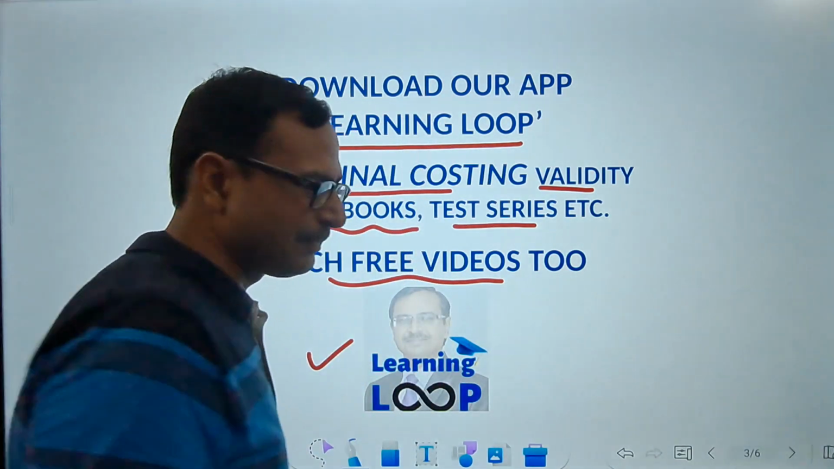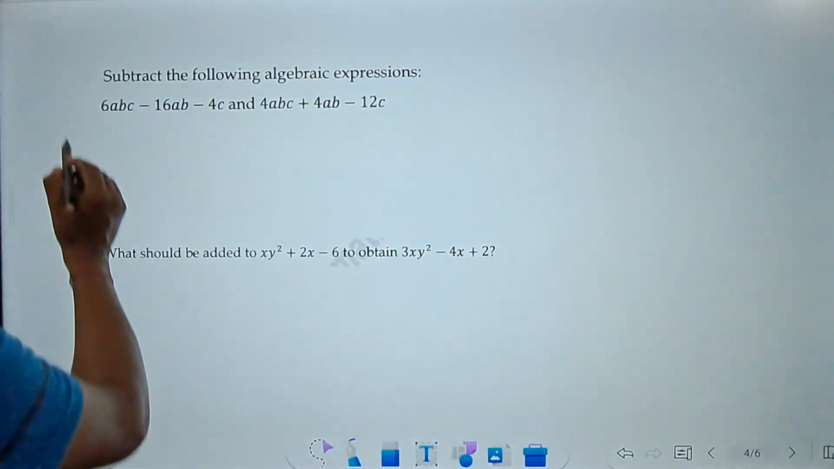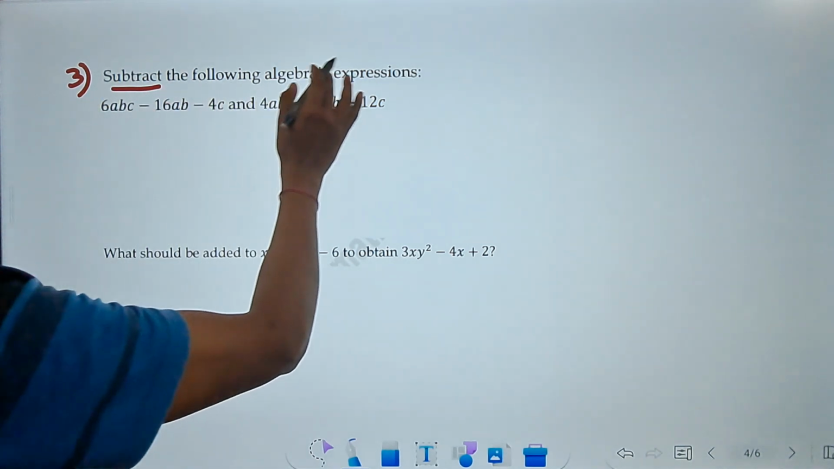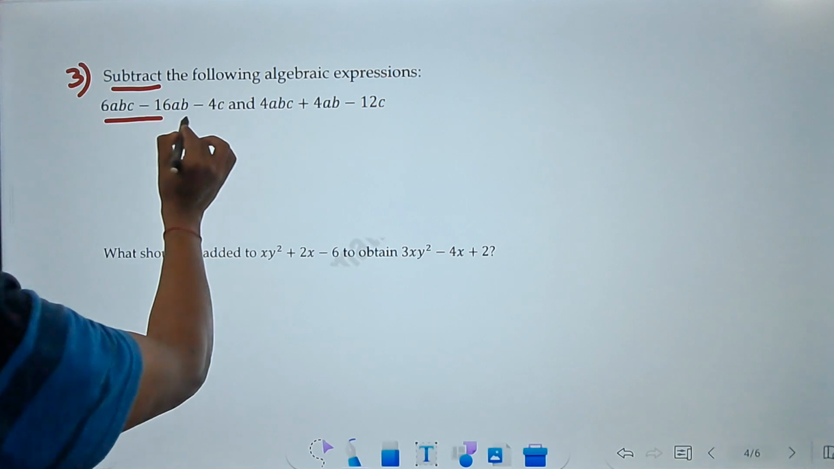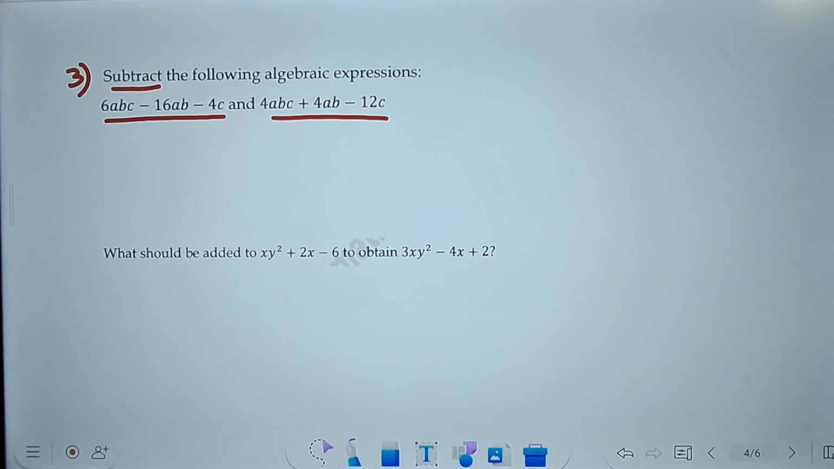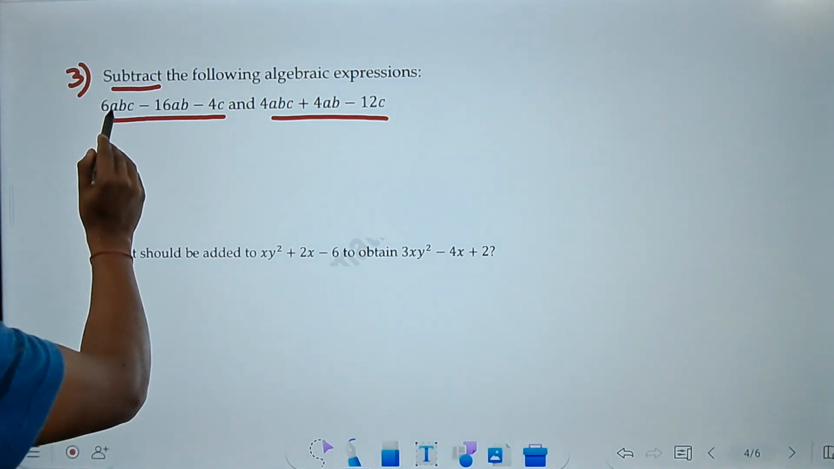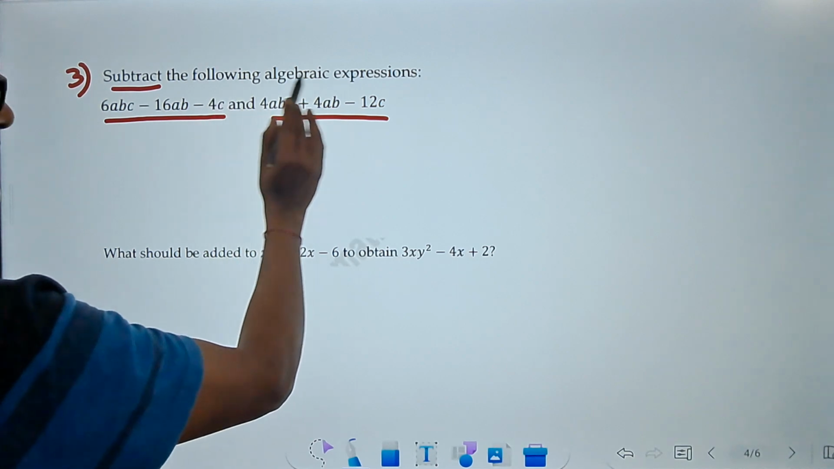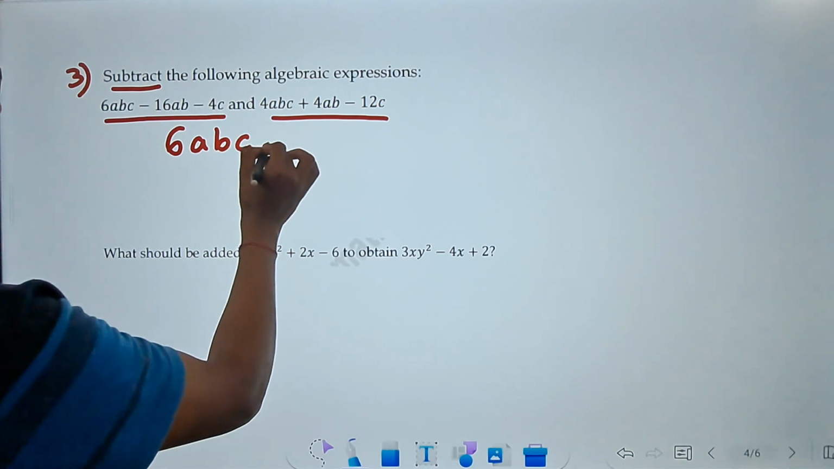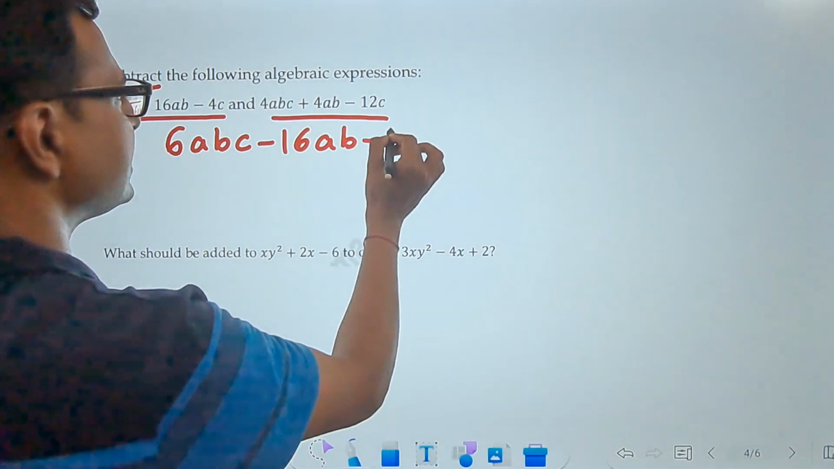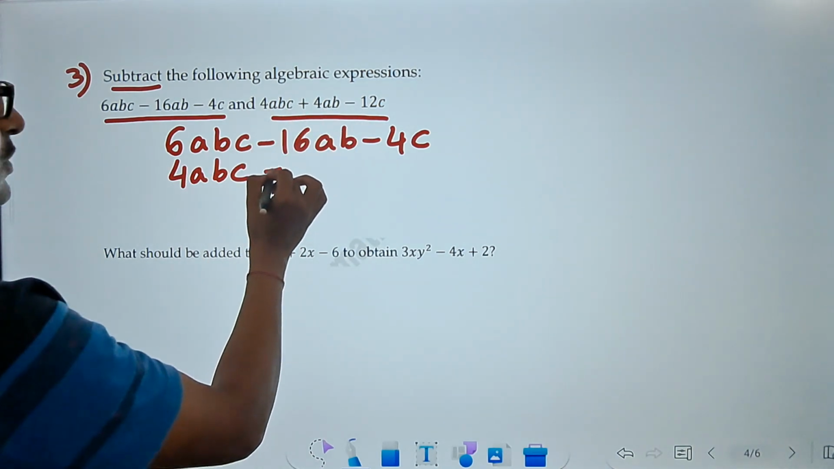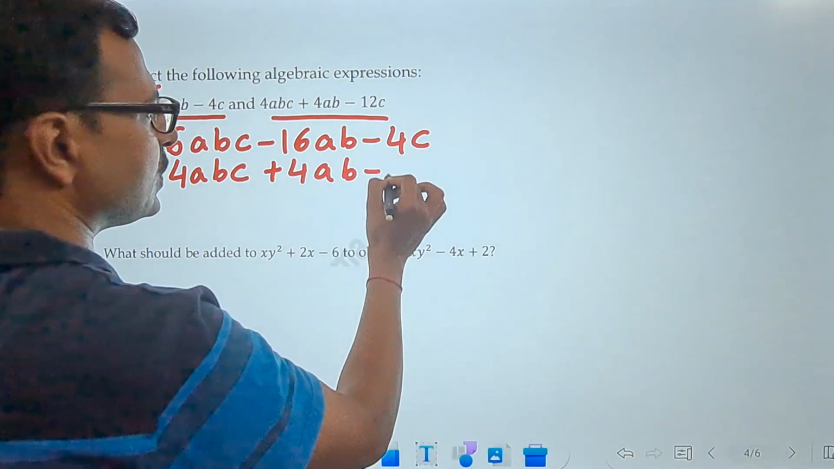The next set of questions, here we have question number 3 now. Subtract. Now we need to subtract the following algebraic expressions. So there are two expressions, one is this and the other one is this. The two expressions which are given here, you can see they are like terms: abc, abc, ab, ab, c, c. So you can write them one below the other without any change. 6abc minus 16ab minus 4c, this is the first one, and the second one 4abc plus 4ab minus 12c.